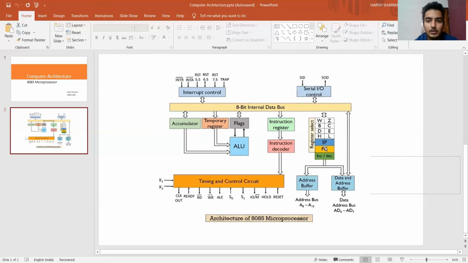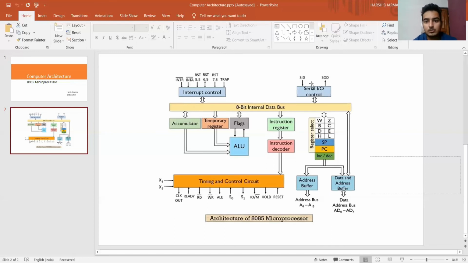After that, we have the stack pointer. The stack pointer is also used to store an address, and that's why its size is also 16-bit. The stack pointer works on the LIFO technique, that is last in first out. After that, we have the interrupt controller. It works on INTR and INTA. INTR stands for interrupt request, and INTA stands for interrupt acknowledgement.